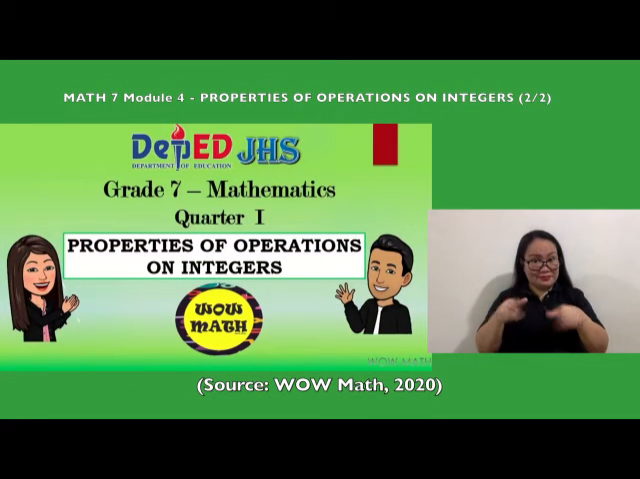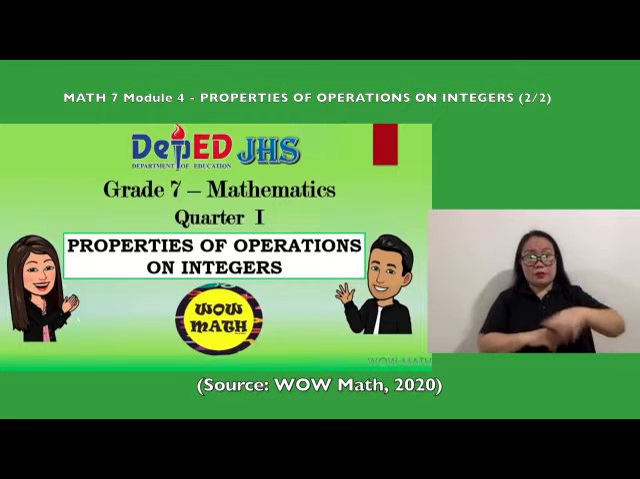Alright, so let us continue. This is actually the second part, or part 2, of properties of operations on integers. So bago ka mapunta dito sa part 2, dapat napanood muna natin yung part 1 para nasusundan natin. So this is the last 3 properties na dapat nyong malaman.